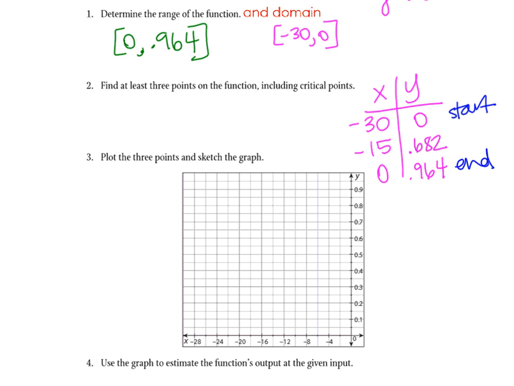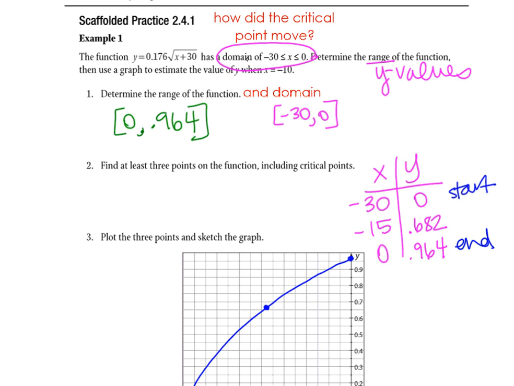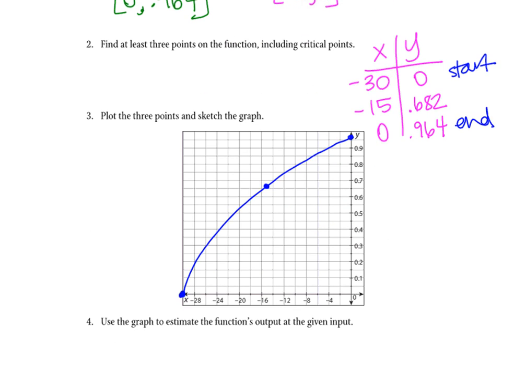Okay. So we have our points. We're going to graph them. We're at negative 30, 0. We're at negative 15. So this is going to be kind of in the middle, 0.682. So we're going to be kind of here-ish. And then at 0, we're at 0.964. So we're just above. So the specific graph goes from here to here, and then we stop. We don't have arrows because it's specifying it only wants from negative 30 to 0. It doesn't care what's happening beyond either side on the left or the right.